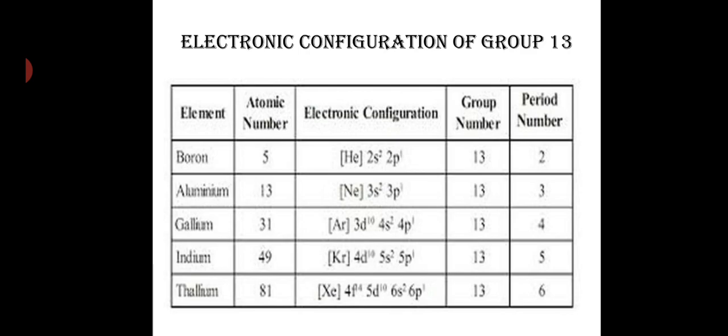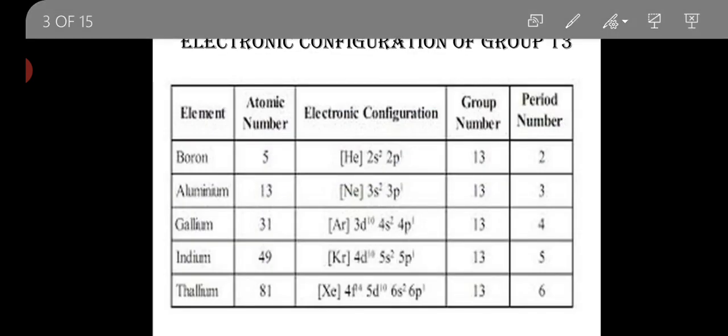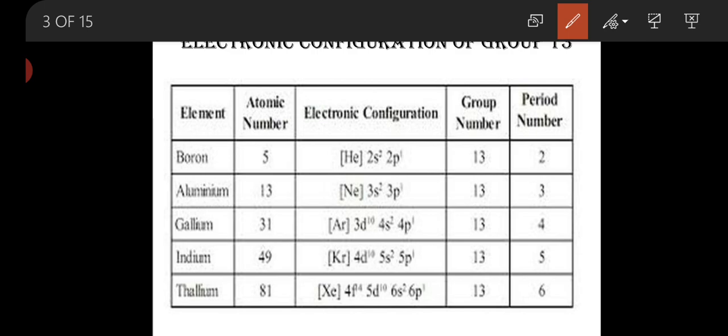Now which elements are actually present in it? Here there are basically five elements. First is boron, which has atomic number 5. Second, aluminium, atomic number 13. Gallium, 31. Indium, 49, and thallium, 81. These are the elements.